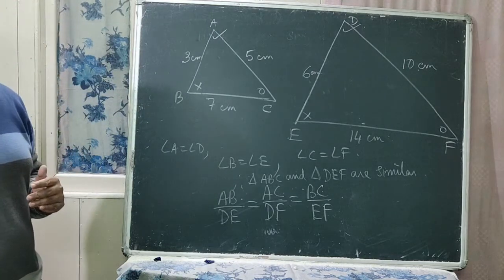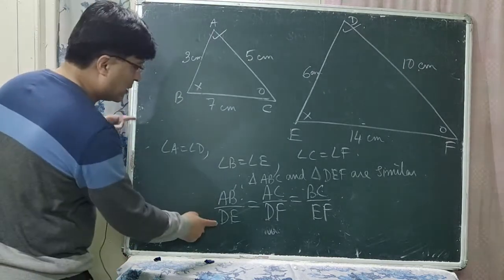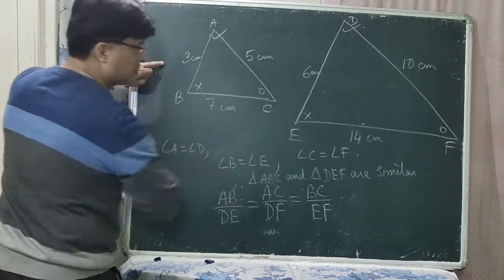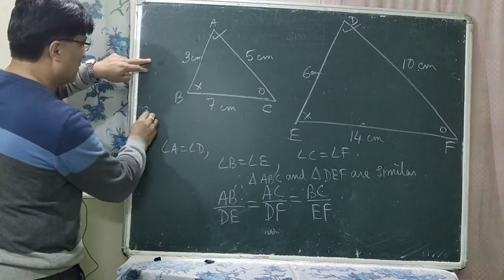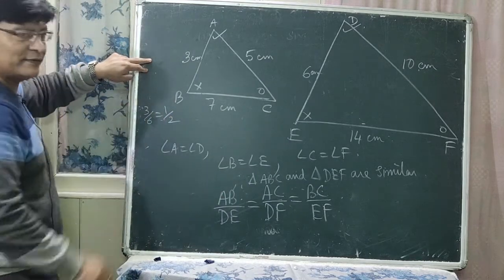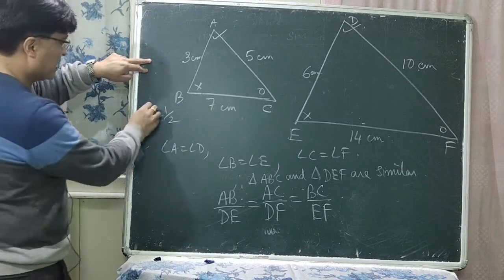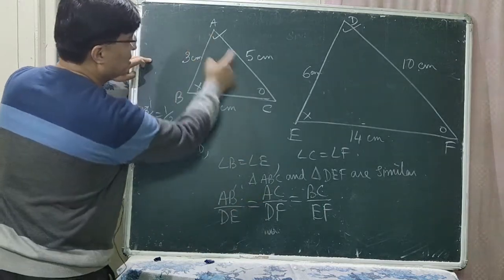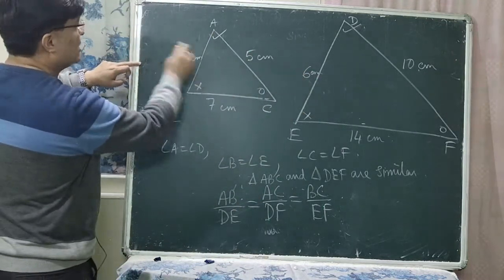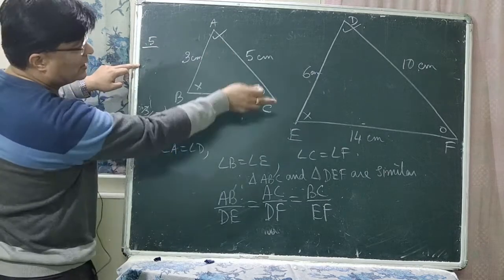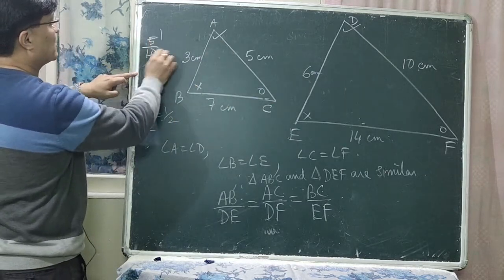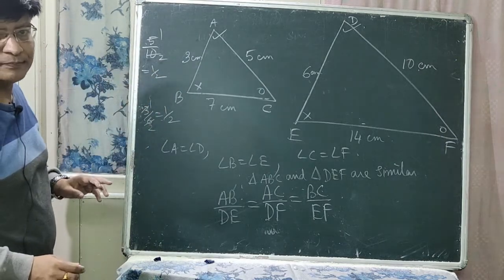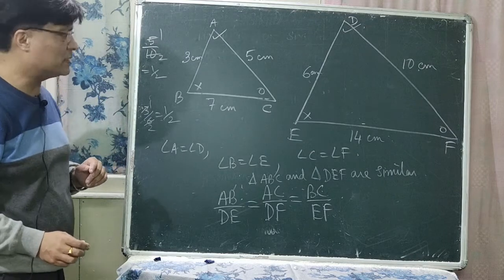AB divided by DE is 3/6, isn't it? AB is 3, DE is 6. So AB divided by DE means 3/6, which is equal to half, right? Because you can cancel it. 3 1s are 3, 3 2s are 6. That is half. Again, AC by DF. What is AC here? It is 5 divided by, what is DF there? It is 10. 5 1s are 5, 5 2s are 10, which is also half. That means these two numbers are same.